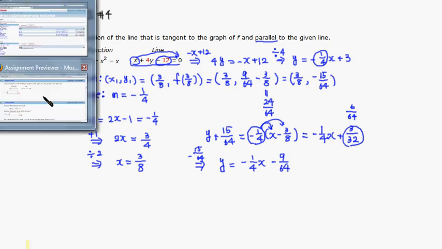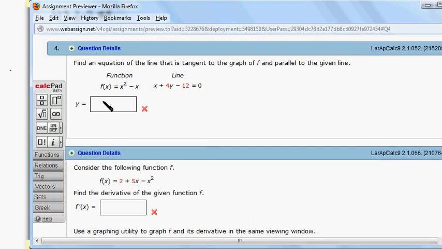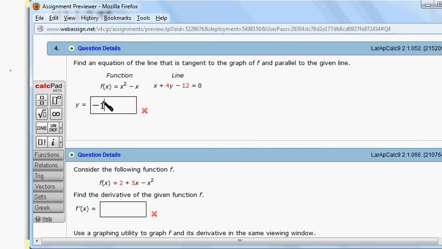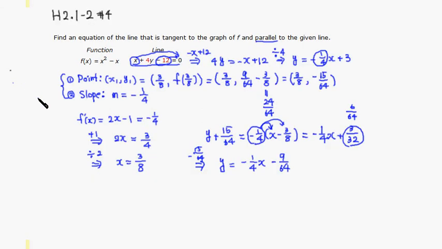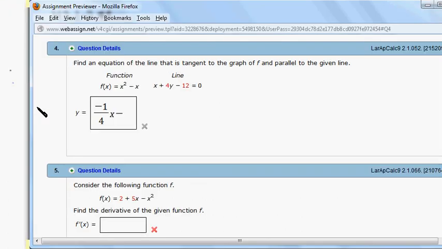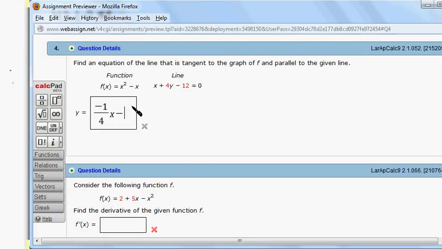So it's negative 1/4 x minus, let's see, what was it? Sorry, I forgot. It's 9 over 64. Sorry about that. 9 over 64. The number is not very nice, but hopefully this will take it.